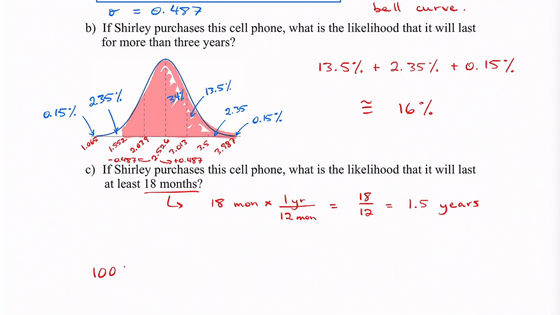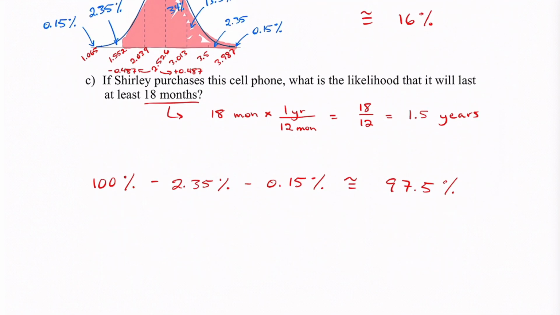So 100%, subtract off 2.35%, subtract off 0.15%. And when I do that, I'm going to get 97.5%. And again, this is approximate because the 18 months was 1.5 years, and I don't have exactly 1.5 years on the graph. So this is just roughly close. In our next lesson, we're going to do z-scores, and it'll get it even more accurate. So lastly, I'm just going to write our textbook questions here now at the bottom.